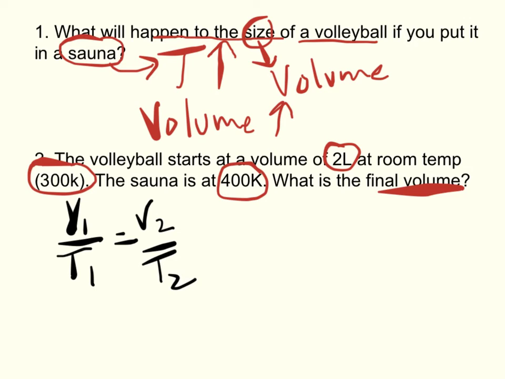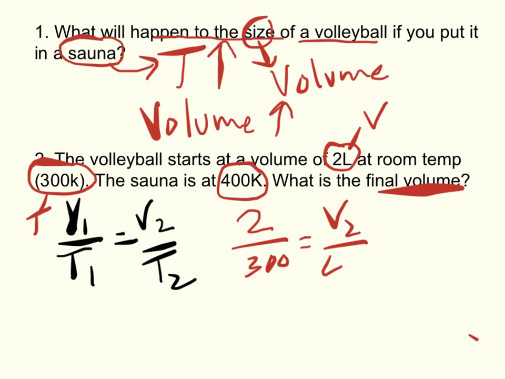So let's go ahead and plug in our values. In V1, our starting volume is 2 liters. This is for units for volume. 2 over 300 Kelvin is my starting temperature, equals V2, well, I don't know that. That's my final volume, that's my unknown, over my final temperature, which is 400.